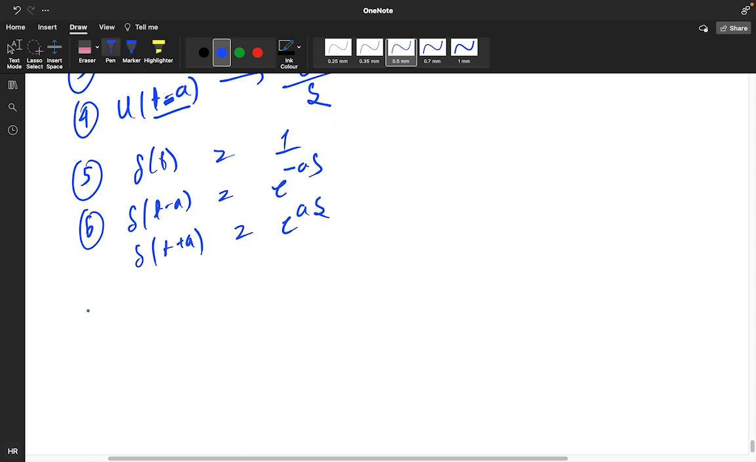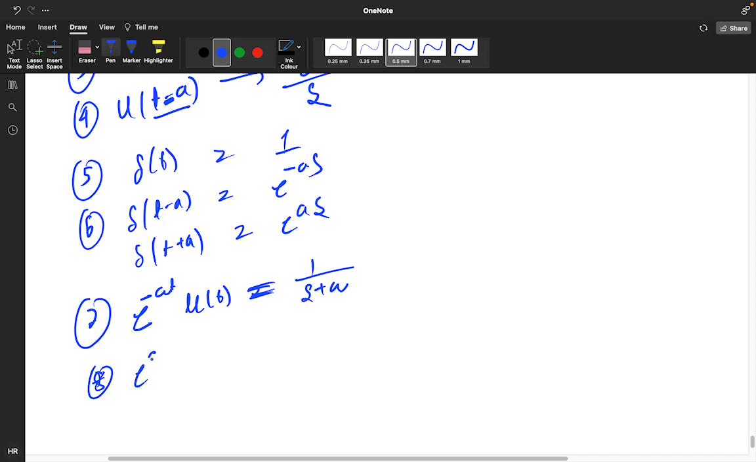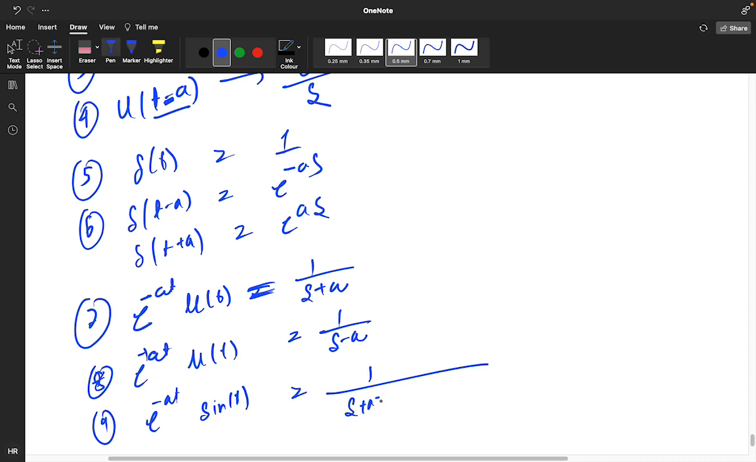What is the Laplace transform of e to the power minus at u of t? Then 1 by s plus a will come. And e to the power at u of t, with the opposite sign, 1 upon s minus a will come. If e to the power minus at sin t is given, then you will have 1 by s plus a the whole square plus 1 the whole square.